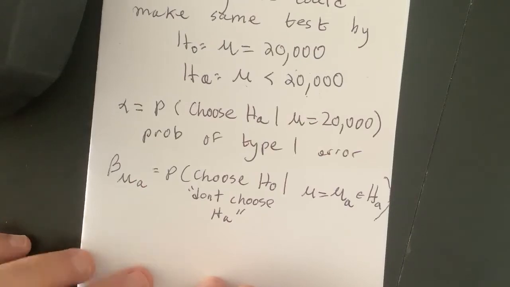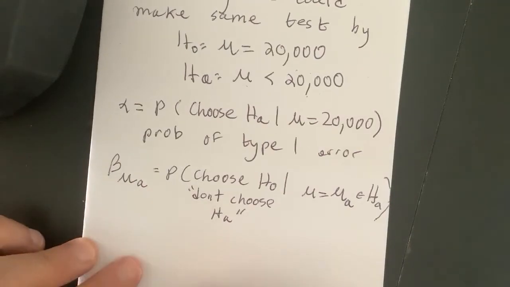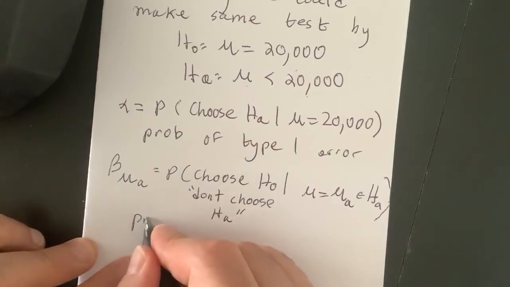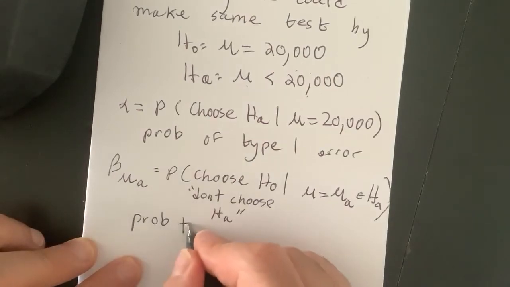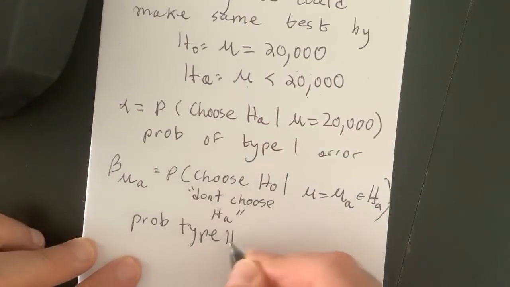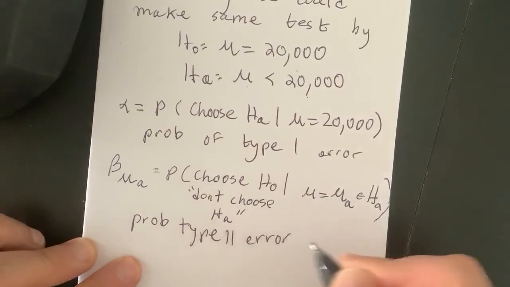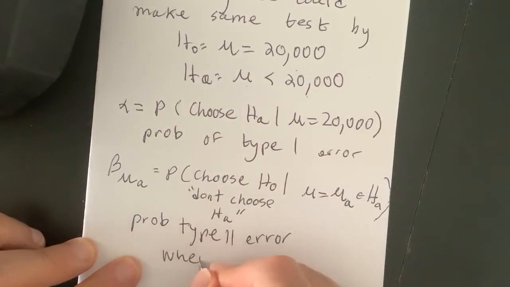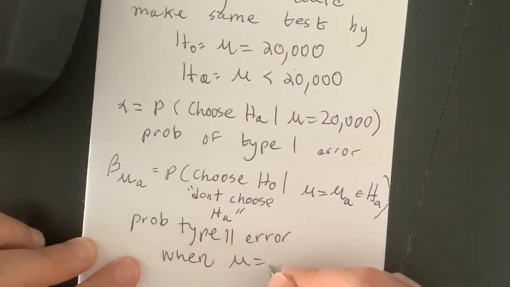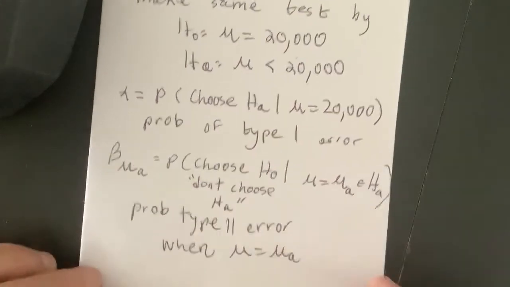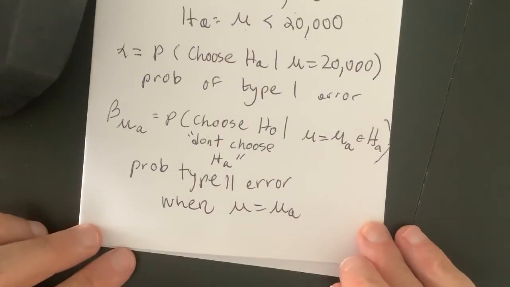All right, so this is the probability of type 2 error when mu equals mu A. That's how we need to define type 2 error.